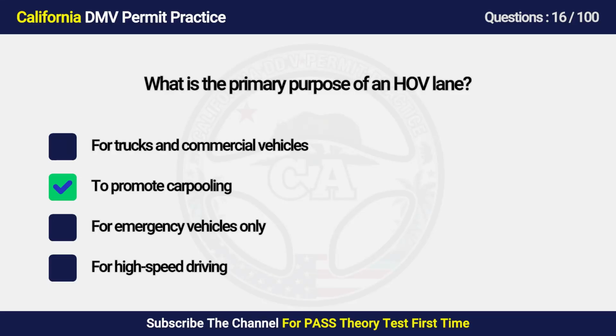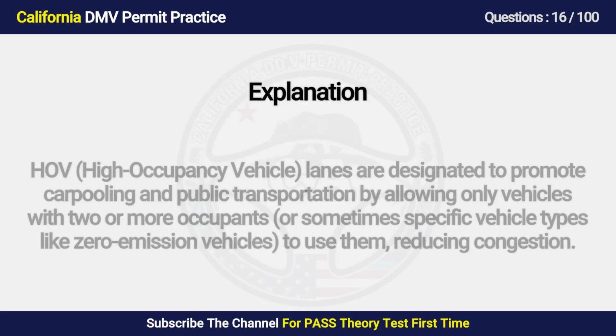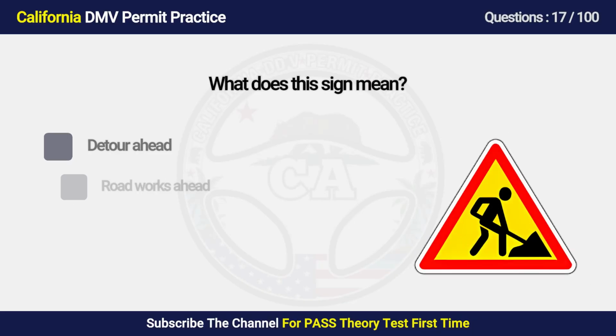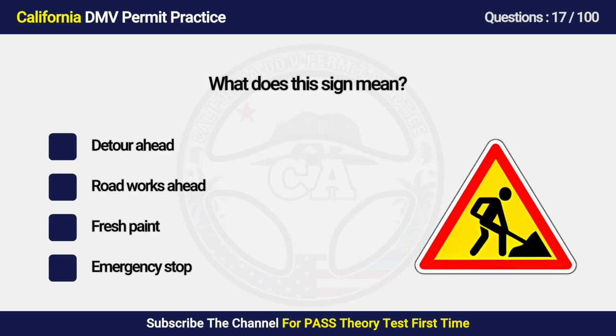Answer is B. To promote carpooling. Carpool lanes are to promote carpooling and public transportation by allowing only vehicles with 2 or more occupants, or sometimes specific vehicle types like zero-emission vehicles, to use them, reducing congestion. Question 17. What does this sign mean? A. Detour ahead. B. Road works ahead. C. Fresh paint. D. Emergency stop.